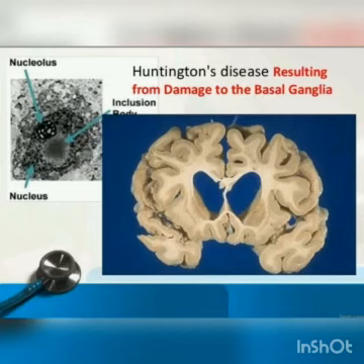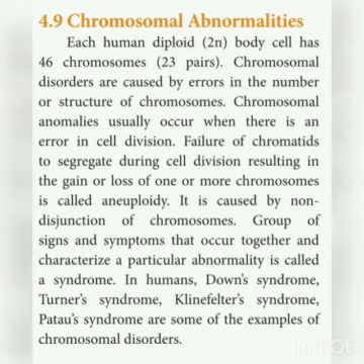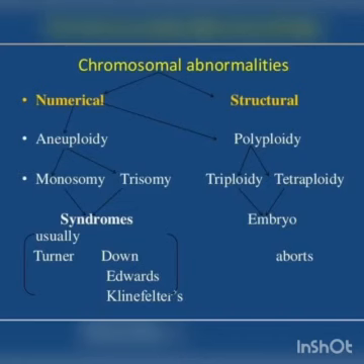Next is the chromosomal abnormalities. Each human diploid, that is a 2N body cell, has 46 chromosomes, that is 23 pairs. Chromosomal disorders are caused by errors in the number or the structure of chromosome. Chromosomal anomalies usually occur when there is an error in cell division.